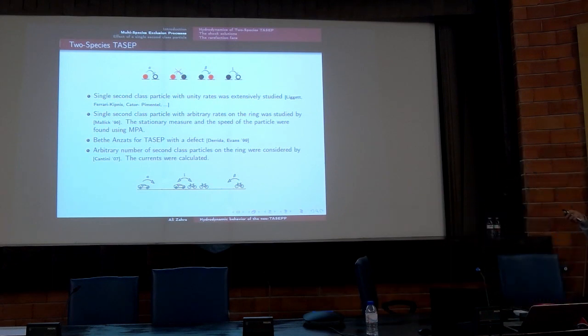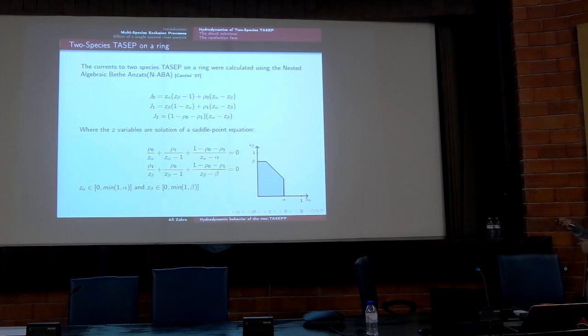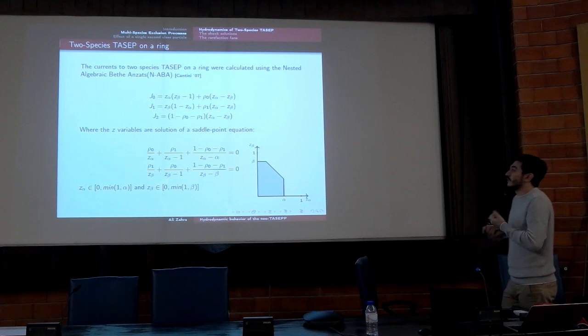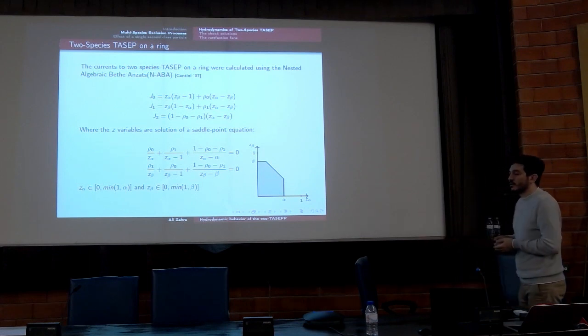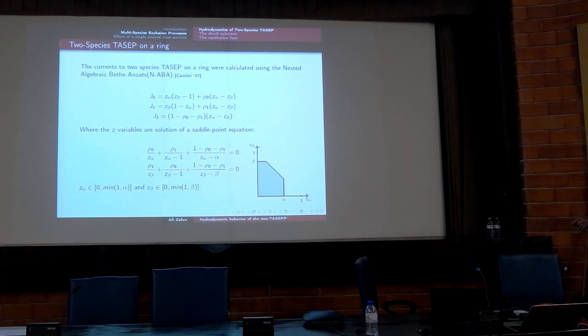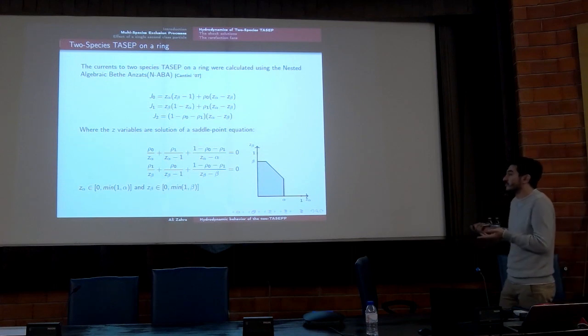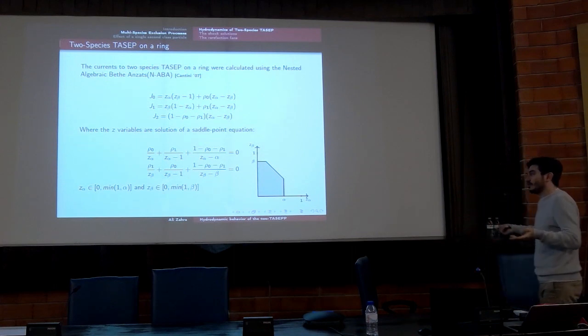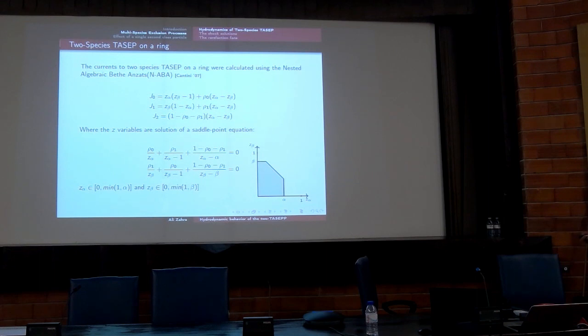Okay. So how do the currents look for this model? You can show, again this is by Cantini, by nested Bethe ansatz, that these currents have these forms. These Z alpha and Z beta are parameters that arise from a saddle point equation when you take the thermodynamic limit, and these parameters are given by this equation. For the moment these are just parameters, but we'll see soon that they play a more important role in analyzing the system.